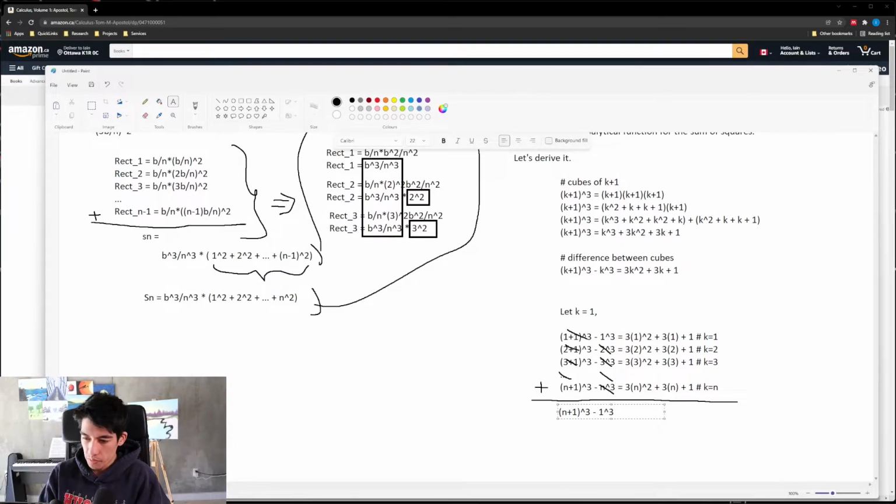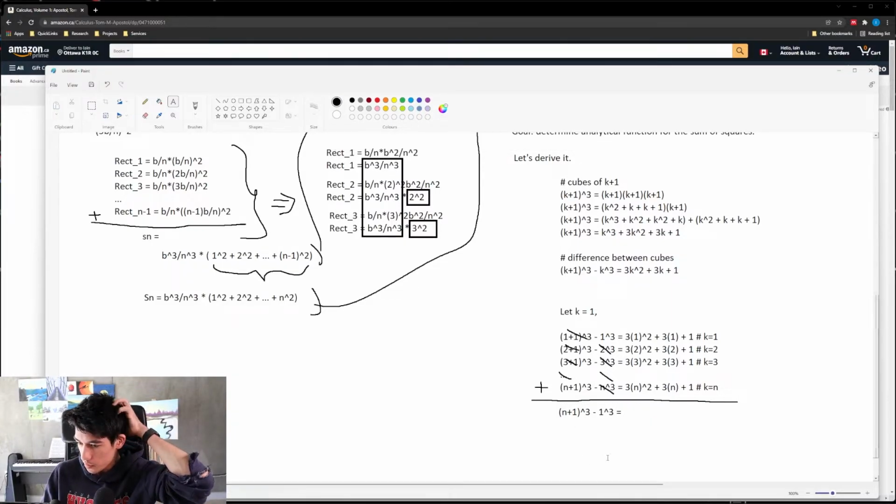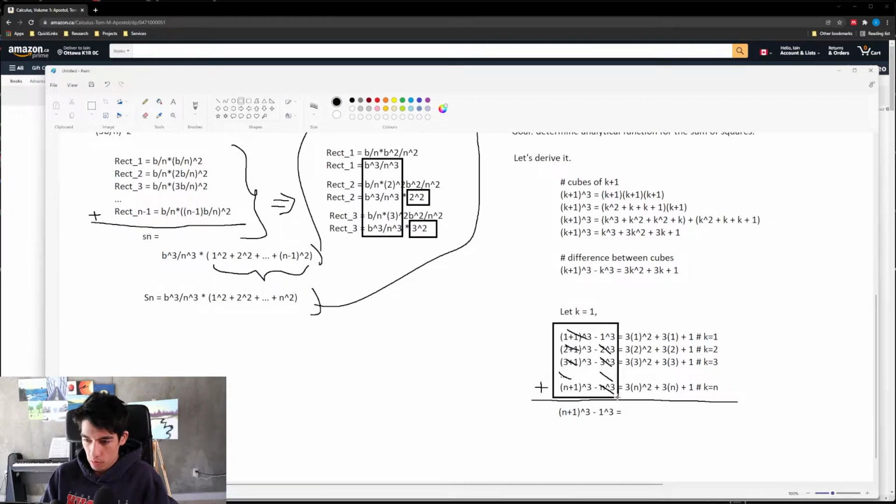And all that we're left with on the left-hand side is n plus 1 cubed minus 1 cubed equals some value on the left, which is pretty cool. So that's been compacted on the left side. So we are done with this, right? We're done with this section.